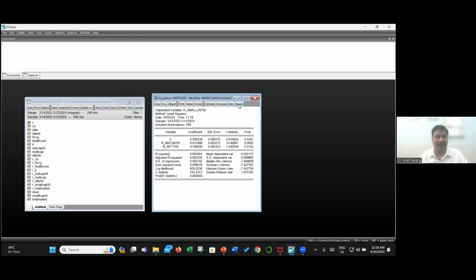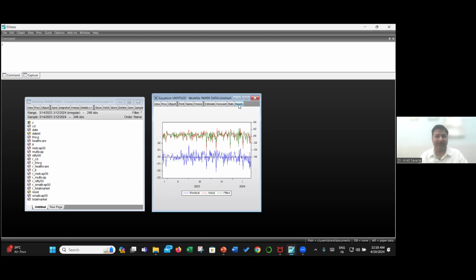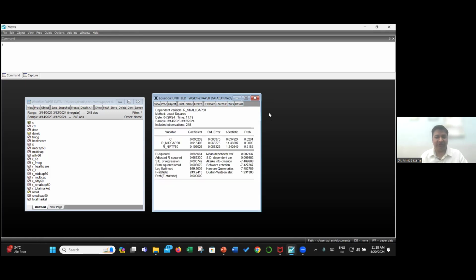What we are talking about right now is residual. We can click on the residual and we can see the kind of residuals we are getting here. So that all is there. A lot of information is here. We will explore that if time permits.